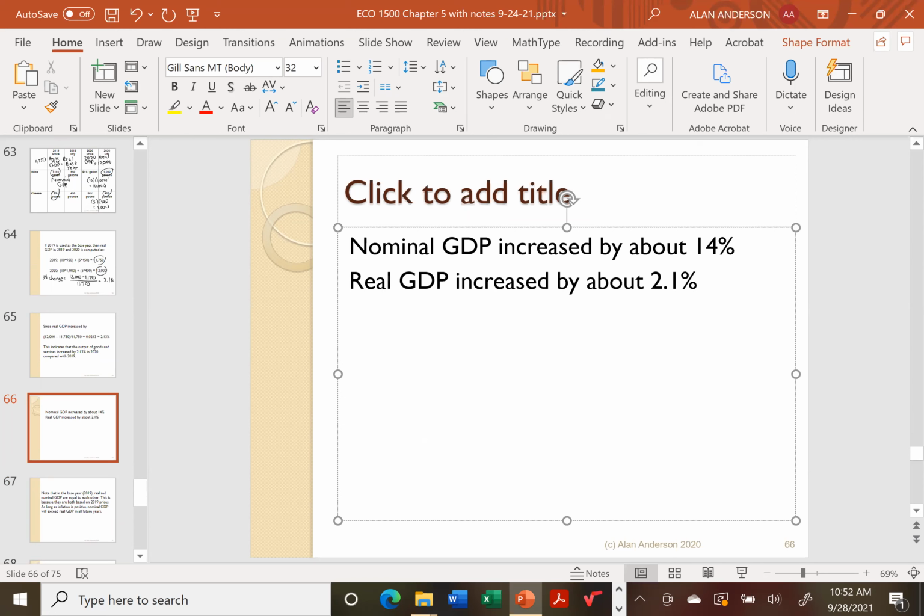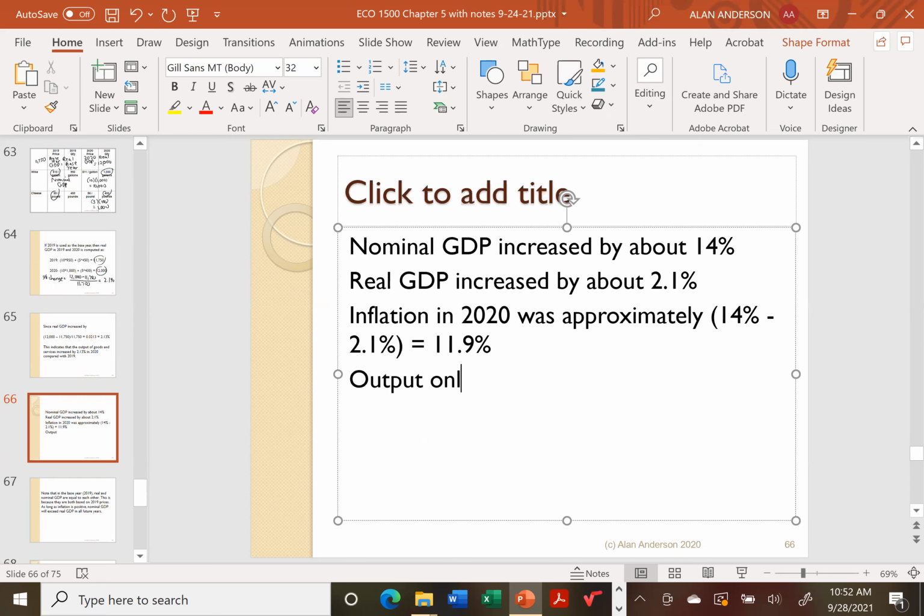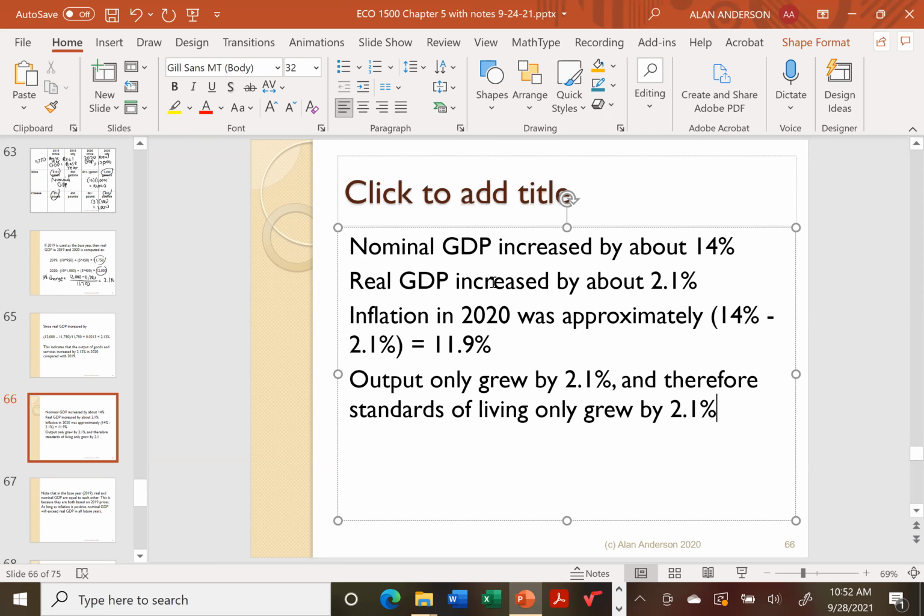What this means is, first of all, inflation in 2020 was approximately, and this is only approximate, the difference between the two, which is 11.9%. So this means that output only grew by 2.1%, and therefore standards of living only grew by 2.1%. In other words, we have access to 2.1% more goods and services than we did the year before. So you can see in this example, the difference between the two is quite considerable.